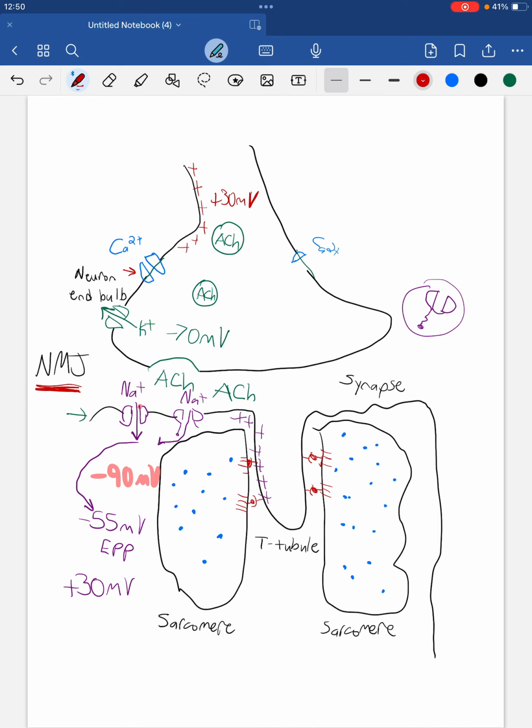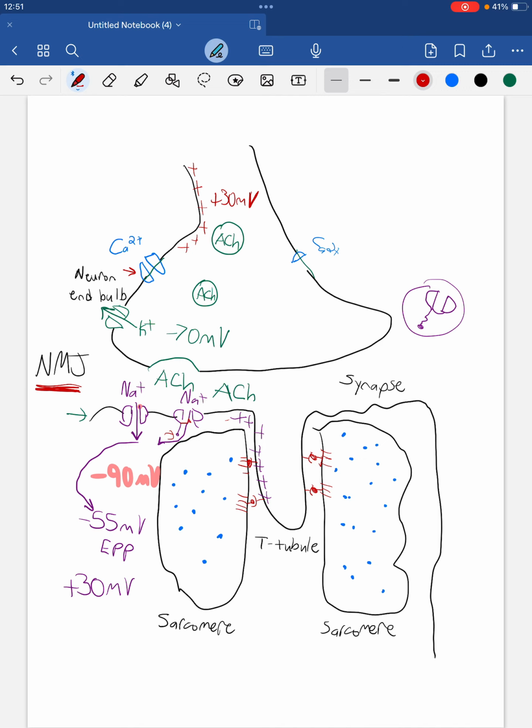So once we reach that positive 30 millivolt action potential down our T-tubules, behind it now these ligand gated channels are inactivating, so this little bulb here just plugs up this area, and now sodium can't flow through anymore. So now it's going back down to its resting membrane potential of -90.